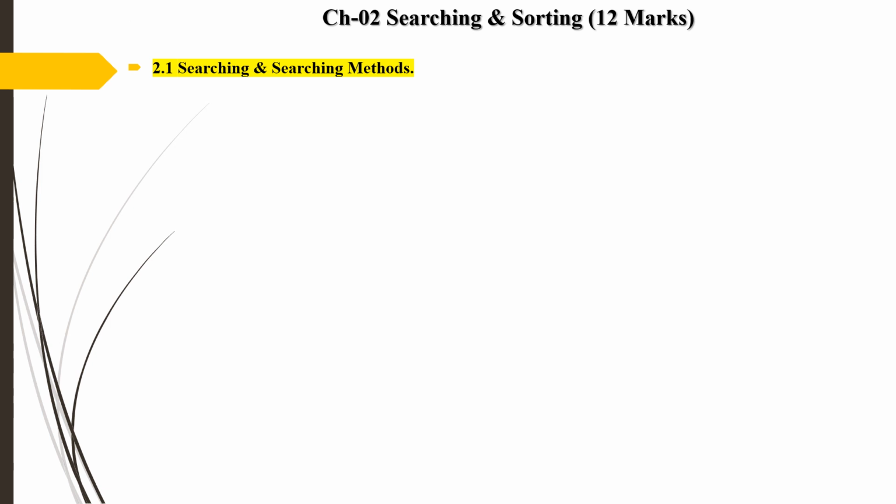In data structure, the second chapter is searching and sorting, which has 12 marks. So in this chapter we see the searching methods and sorting methods. First, we see searching, what is searching and various searching methods.